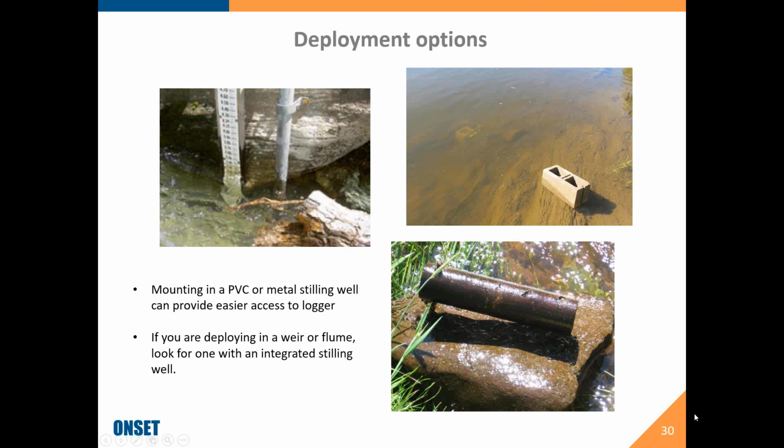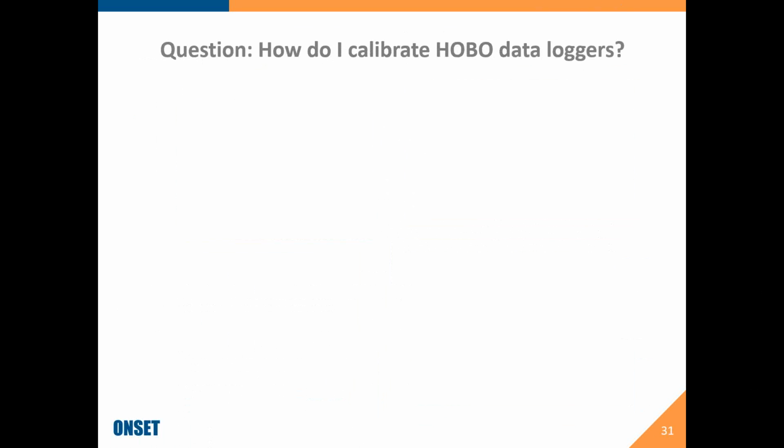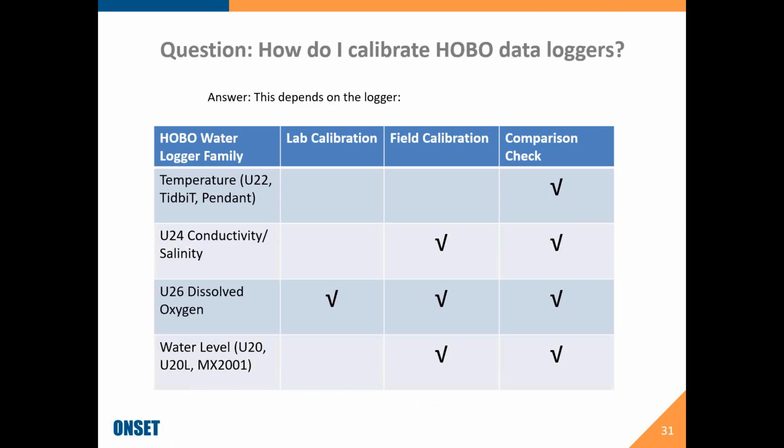So, just a point. Some people will deploy water level loggers in weirs or flumes to monitor flow rates. You want to use an integrated stilling well in those if possible. And this is a question that's come up a few times: the calibration of HOBO data loggers. And the answer is it really depends on the logger.